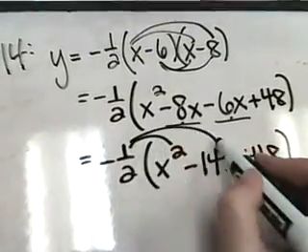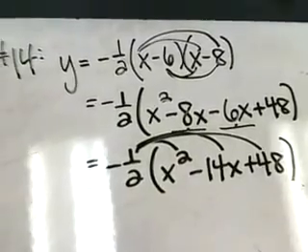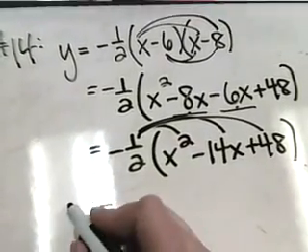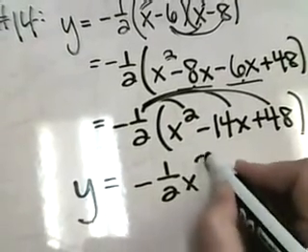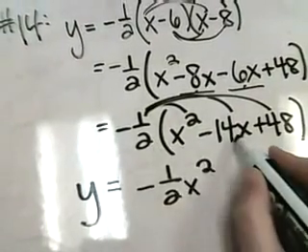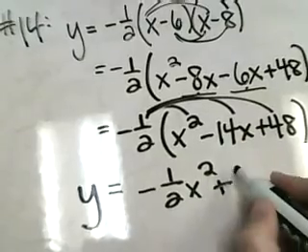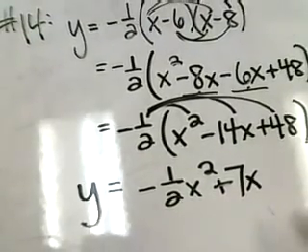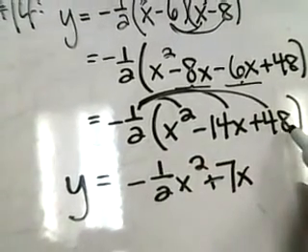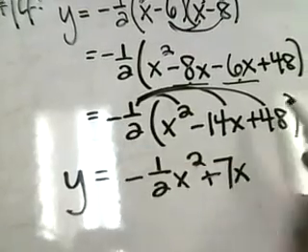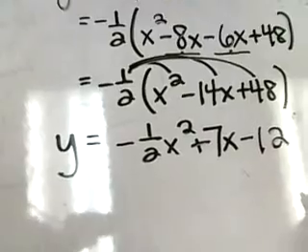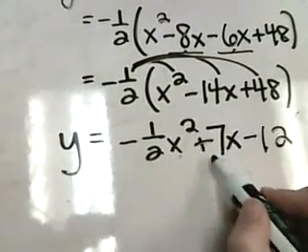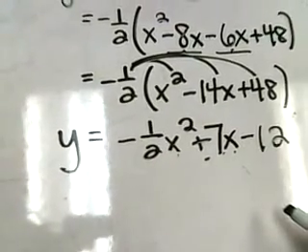Then I can distribute this. Don't freak out. I think we can take half of it. Y equals negative 1/2 x squared. Half of 14, two negatives make a positive 7x. Half of 48 is 24, and a negative and a positive makes a negative 24. Now I have it in standard form, ax squared plus bx plus c.